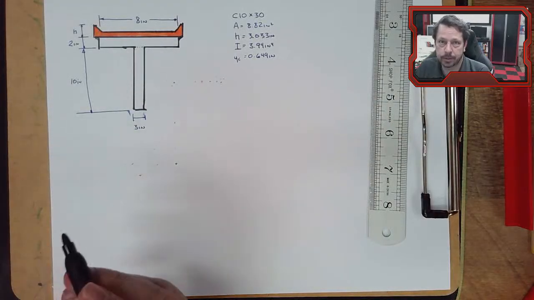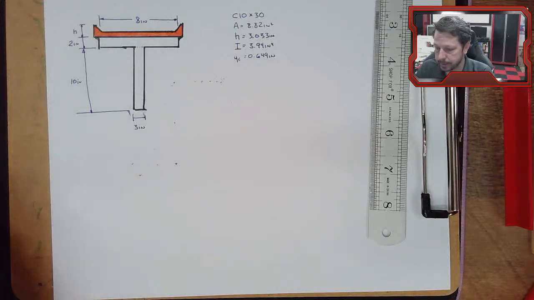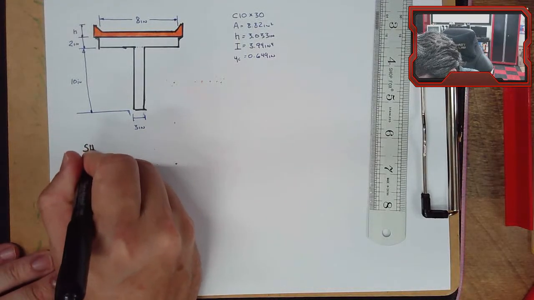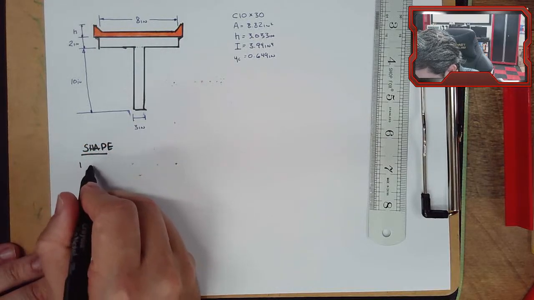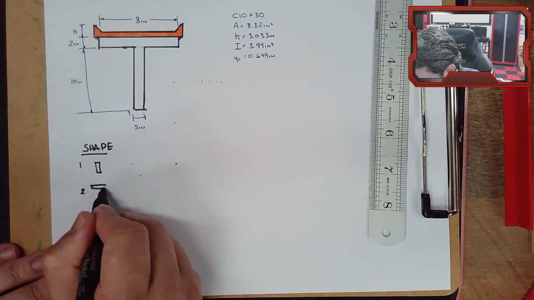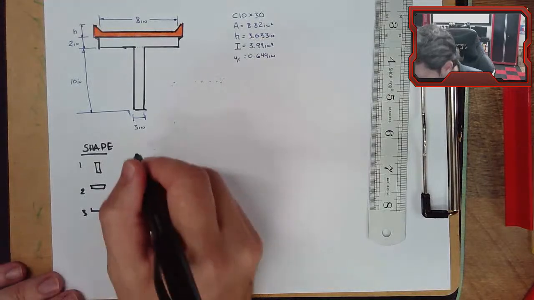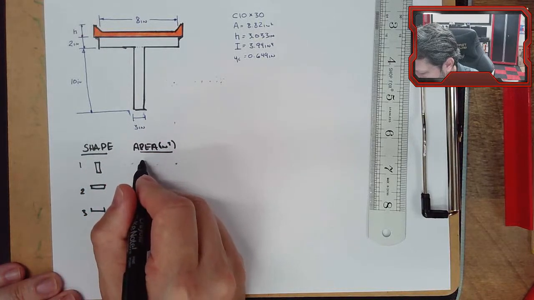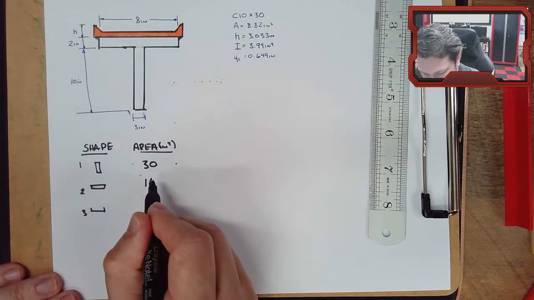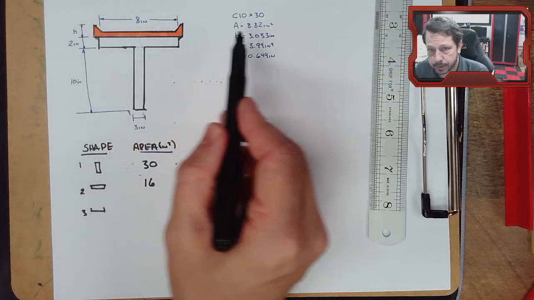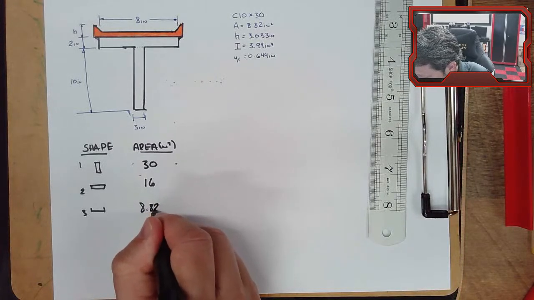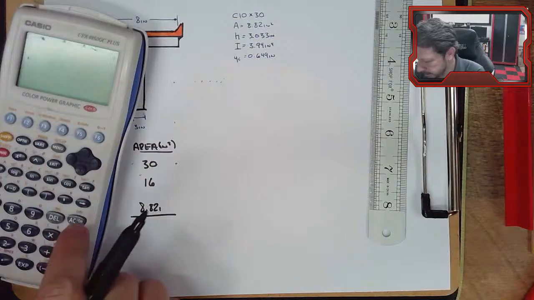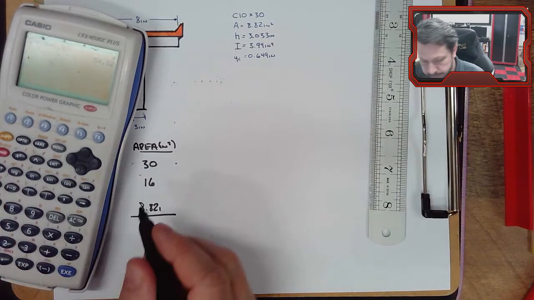So let's get to work with our chart to get an idea of where the centroid of our composite T channel beam is. Shape 1, I'm going to make that the stem. Shape 2 will be the flange, and shape 3 will be the channel. They each have an area. For this, 10 by 3 is 30. Here, 2 by 8 is 16. And then we don't have to calculate this area. We have it from the chart, 8.82. Now we can get our total area just by adding these: 30 plus 16 plus 8.82, 54.82.